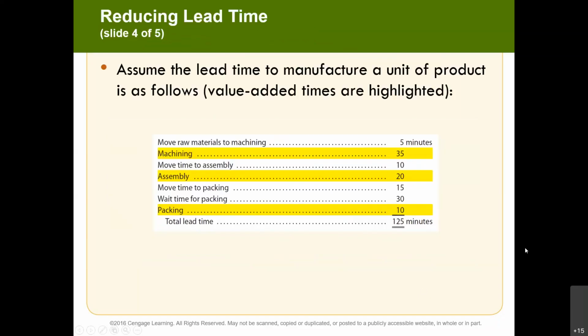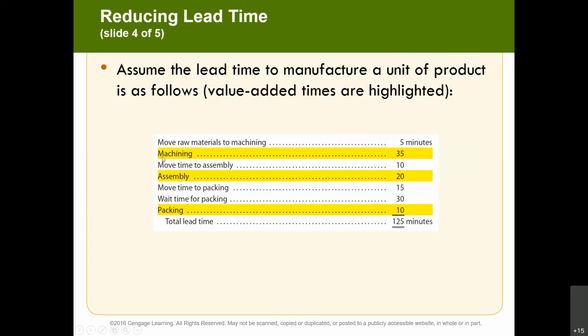So let's look at it from an example. Let's say we have a lead time to manufacture a unit of product, with the following. So here's the following lead time. The value added is highlighted. The non-value added is not highlighted. So moving the raw materials to machining takes 5 minutes. That's taking it out of your raw materials yard and bringing it into the manufacturing process. That movement takes 5 minutes for the forklift to pick it up and move it onto the assembly line.